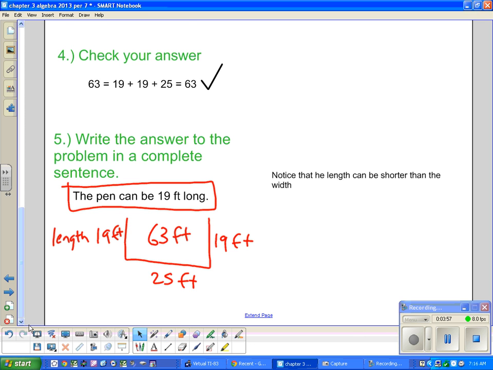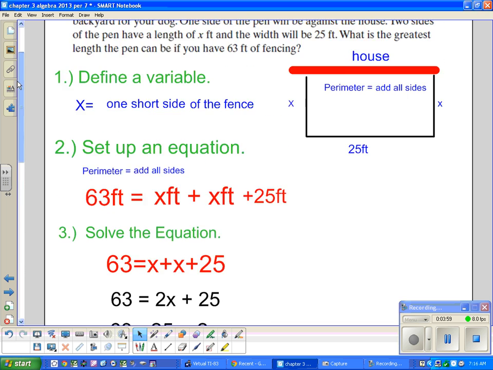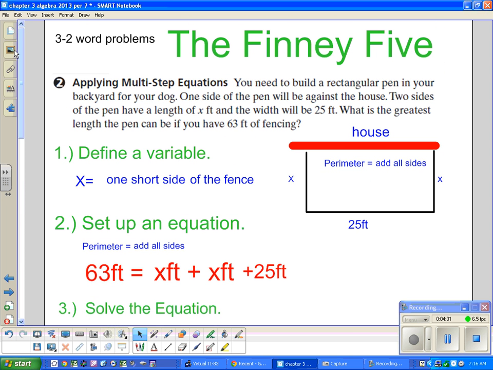So this is the video lesson for 3-2 word problems. Hopefully you're watching this at home. You can pause it and figure out what to do in a word problem like this.